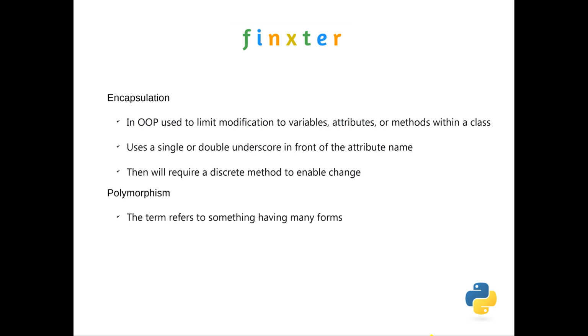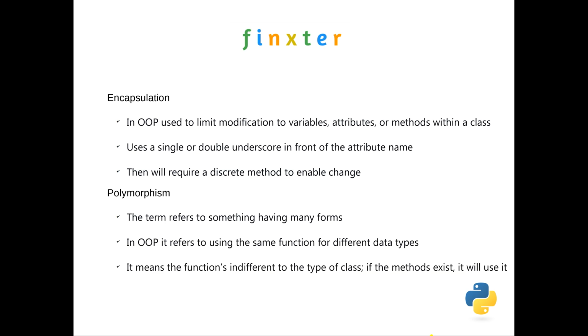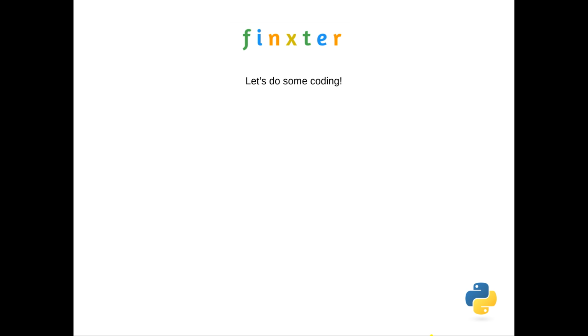And polymorphism, it's a term that talks about something having many forms, and in object-oriented programming it refers to using the same function for different data types. It means the function's indifferent to the type of class. So if the method exists within the class, it will use it. And once again, you will see that with our coding. So enough talk, let's go across and do some coding.